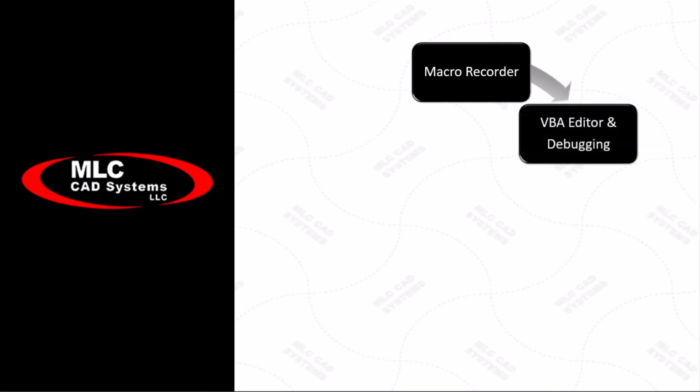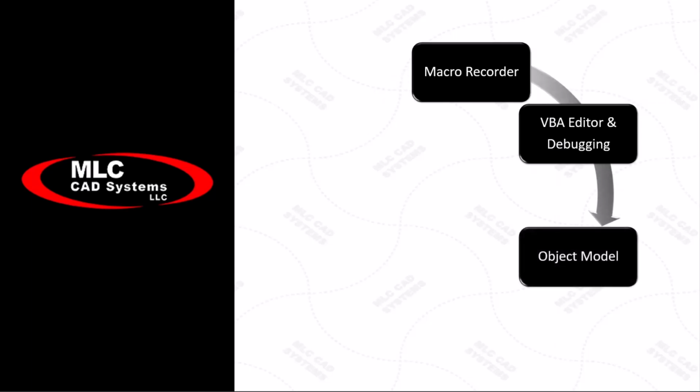From there, we'll take a look at the VBA Editor, get familiar with the interface, and do some light debugging of the macro we recorded. From there, we'll investigate the object model, which really gives SOLIDWORKS API some hierarchy, and understanding that hierarchy can help you be more efficient when we're navigating the available interfaces and methods.